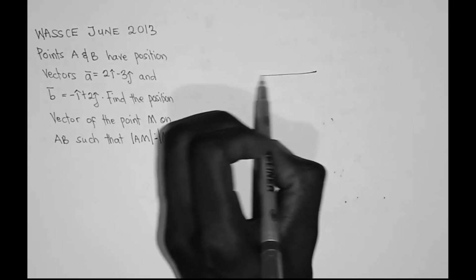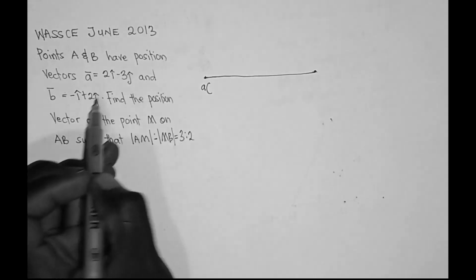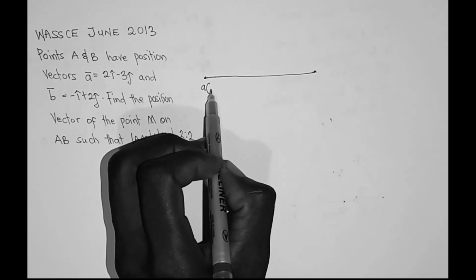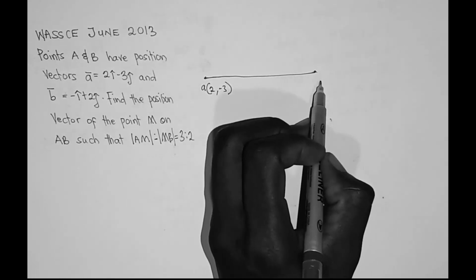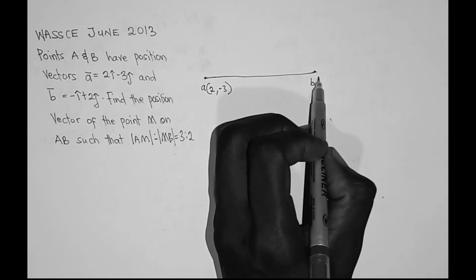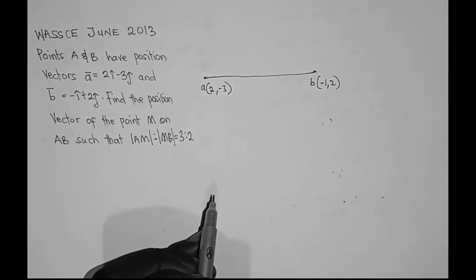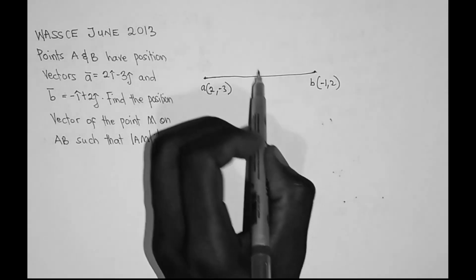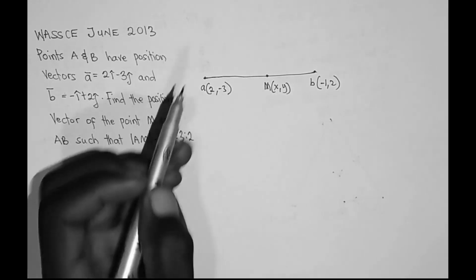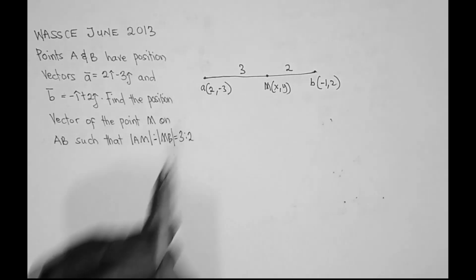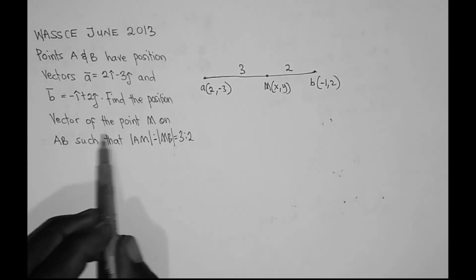So let's draw a line. Let's assume that this is the point A, which is 2I minus 3J, and then this is the point B, which is minus 1, 2, and then M divides it in the ratio 3:2. So let's assume this is M(x, y) and the ratio is 3:2. The question says that we should find the position vector M.